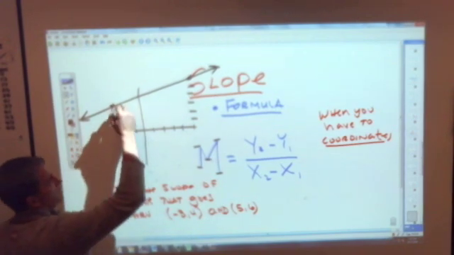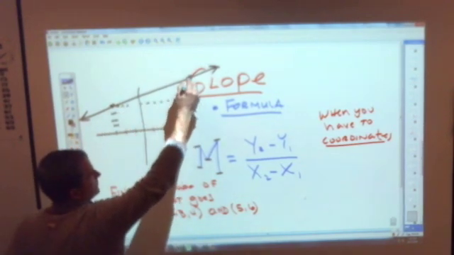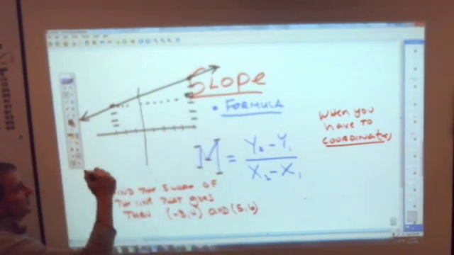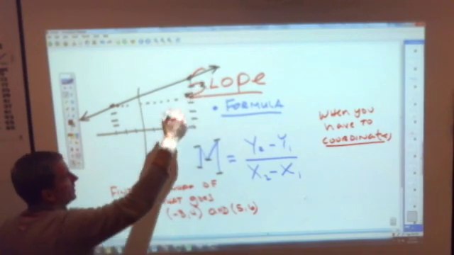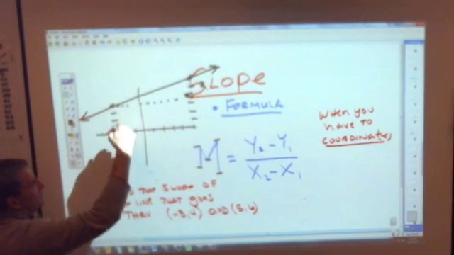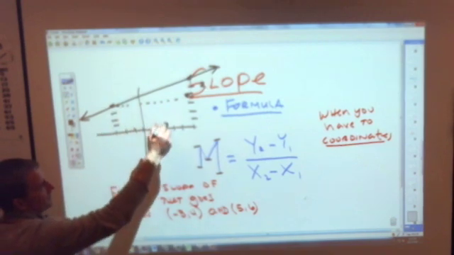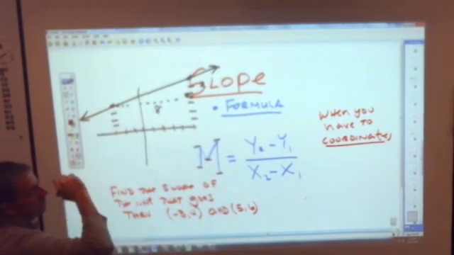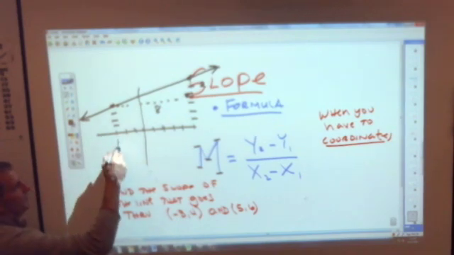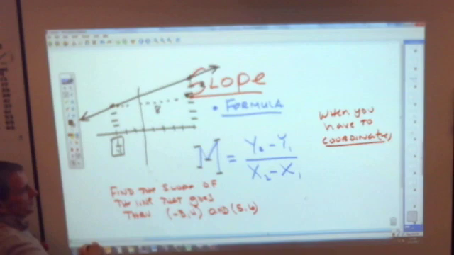Which would mean that I would do this. I would draw my triangle from here and from here. How high is my triangle? Looks like it's 2, doesn't it? How wide is my triangle? Looks like 8, doesn't it? 1, 2, 3, 4, 5, 6, 7, 8. So my slope would be 2 over 8, or 1/4. That's what I should come up with. Let's see if it works.